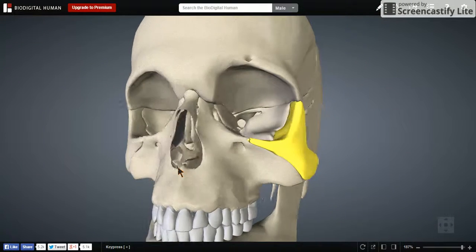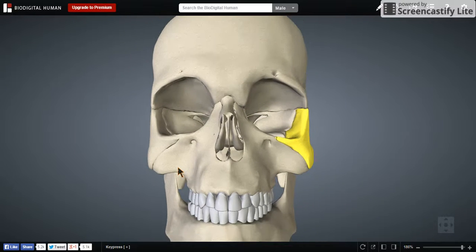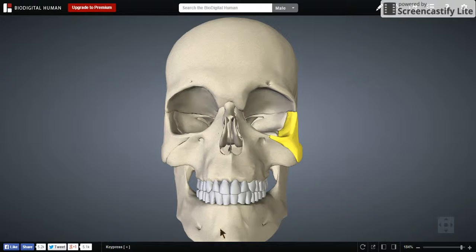So let's rotate the skull some more. Now go head on here. I'm going to pull out a little bit here. So again, the major bones of the skull in terms of the face: the mandible, the maxilla, in the center portion of the skull, lateral portions of the zygomatic bone, and then the frontal bone.